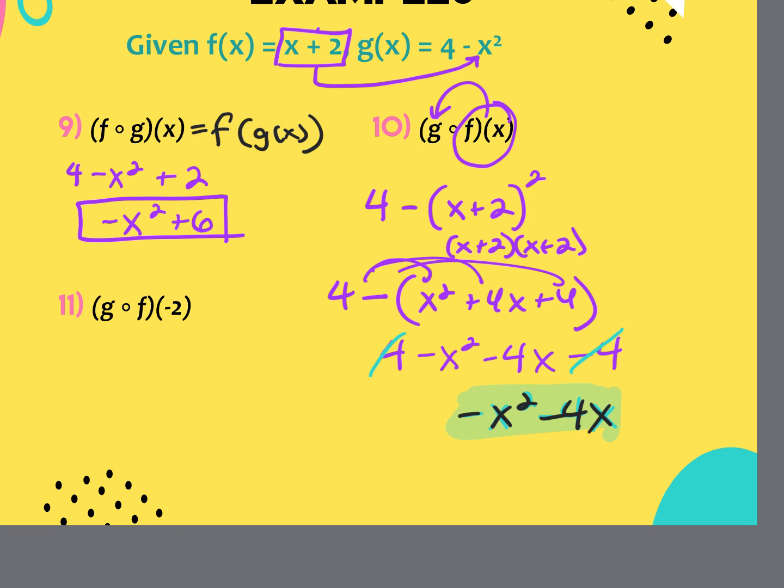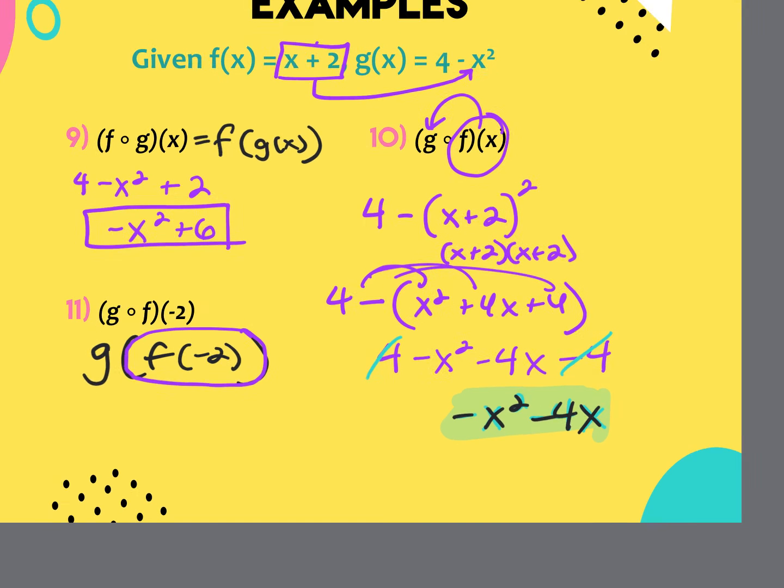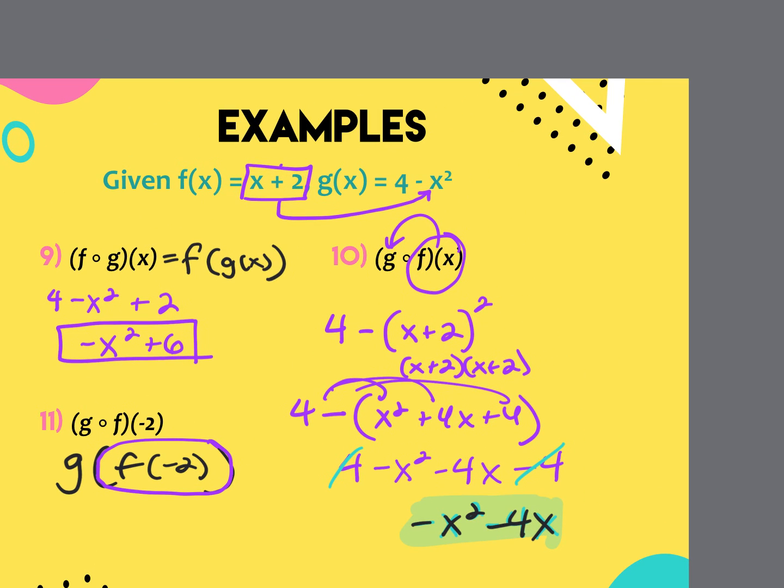All right, so then what's different with 11? Sophie, you have a value there. So if I rewrite this in its parentheses form, it'd be g of f of -2. And then we follow the rules of parentheses. It says to do the innermost one first, right? So I'm going to take f and I'm going to plug in -2. So f is up here.